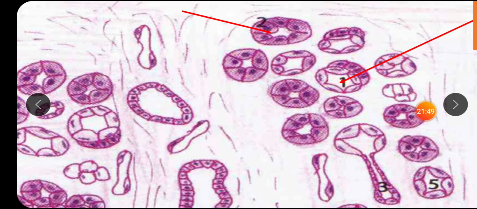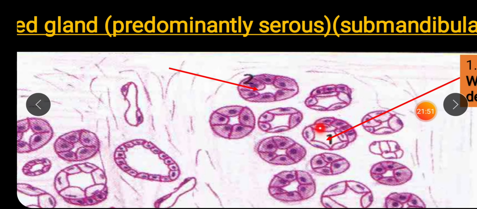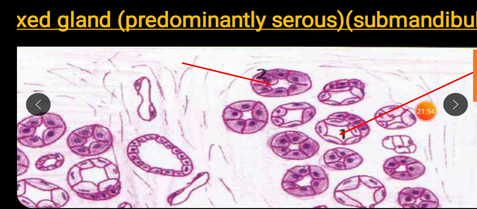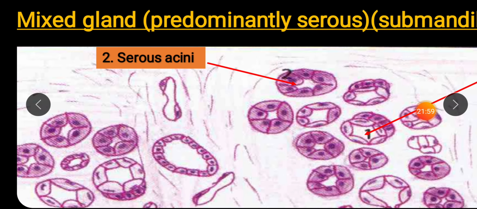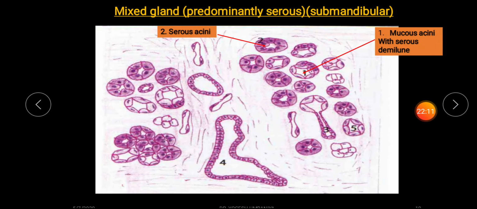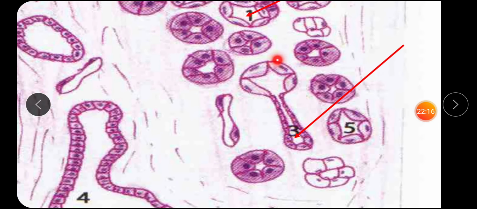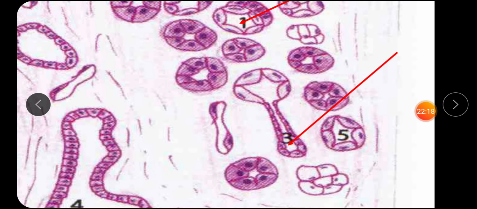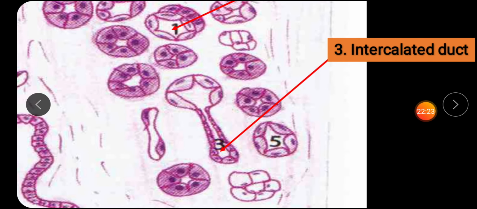again one acini is there, but if you compare this acini with this one, you can see that the staining is differing. The staining is darker, as well as the nuclei are round as compared to this acini which is flat. So this is serous acini. And number 3, you can see here one duct again. This is the mucus acini. Coming from this mucus acini, the duct is termed as the intercalated duct.